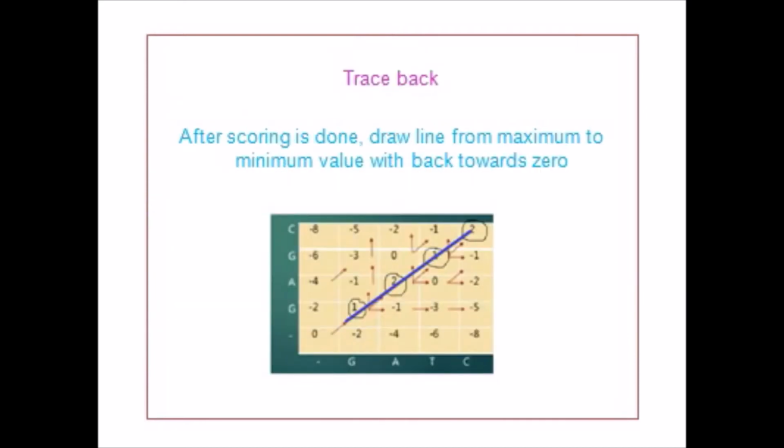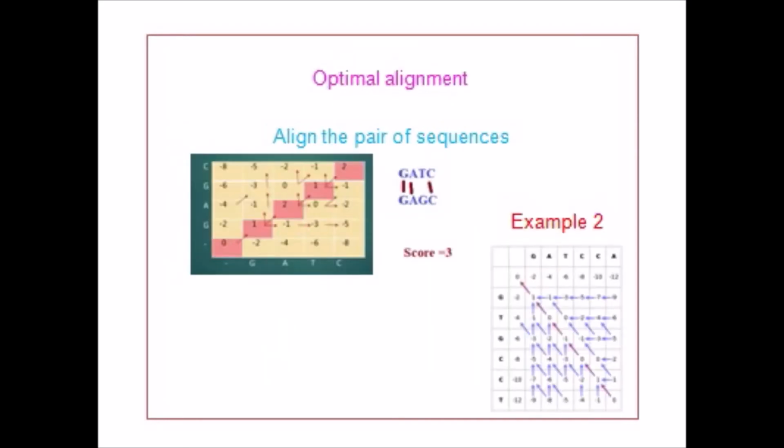Coming to the fourth step, back tracing or trace back. After scoring is done, draw a line from the maximum to the minimum value back towards 0. The fifth or last step is optimal alignment. Align the pair of sequences after the back tracing. So if you align the sequences GA, GC or GA, TC with the score as 3. In example 2, GAT, CCA and GTG, CCT is for the Needleman-Wunsch algorithm.